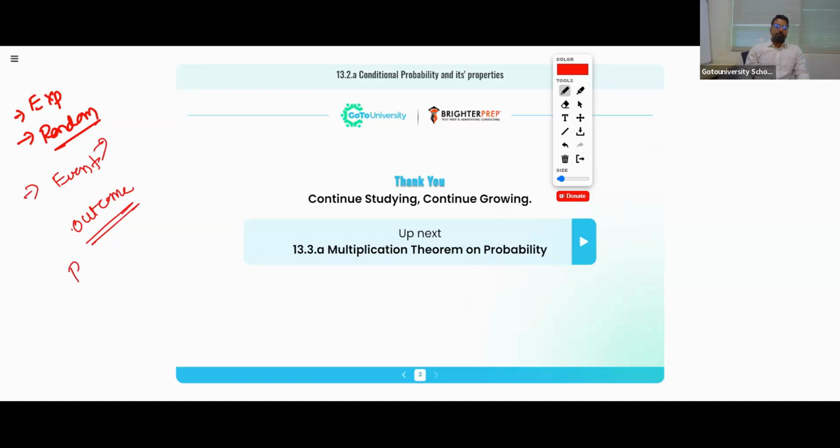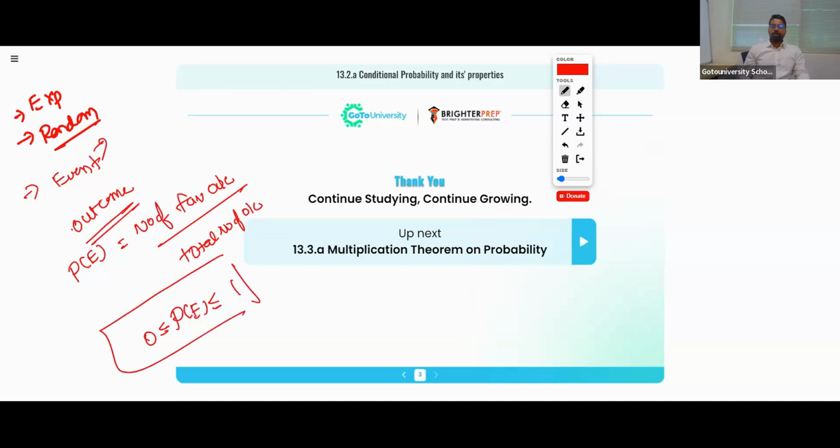Then we defined the probability of an event, which is the ratio of the number of favorable outcomes divided by the total number of outcomes. And what is the range of the probability? Probability always lies between 0 and 1. Based on that, we understood that a probability of an event equal to 1 means it is a sure or certain event, and a probability of 0 means something which is never going to happen in reality, that is an impossible event.